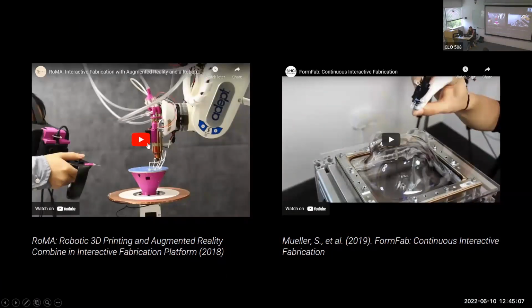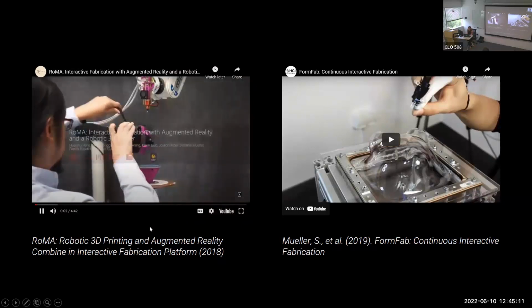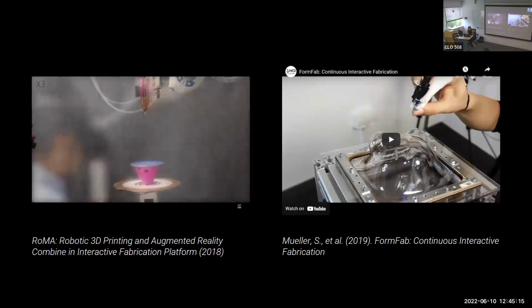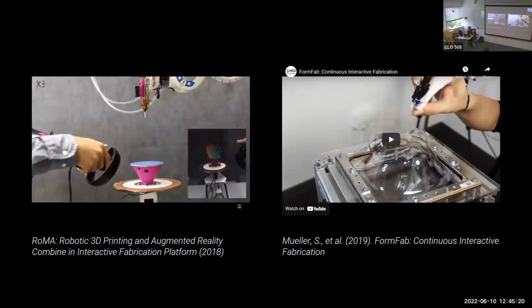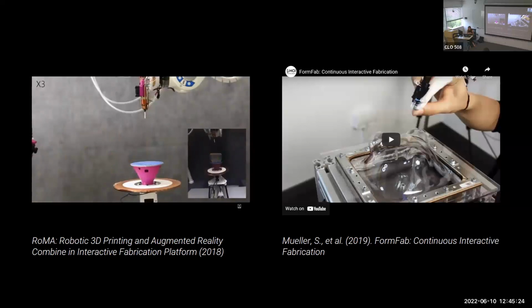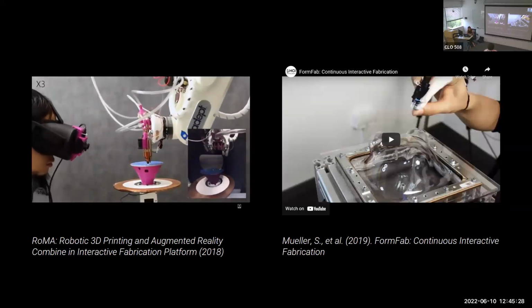So, for example, on the left, you see Roma, a system that allows users to design 3D digital models in AR while a robotic 3D printer fabricates the design at the same time in the same space. Like that, the users can integrate physical constraints early in the design process and design and print directly onto the existing object.